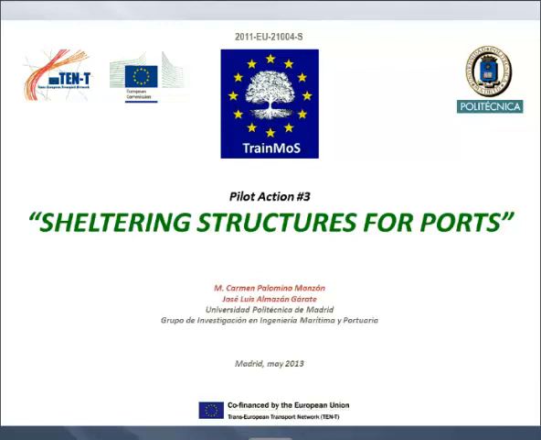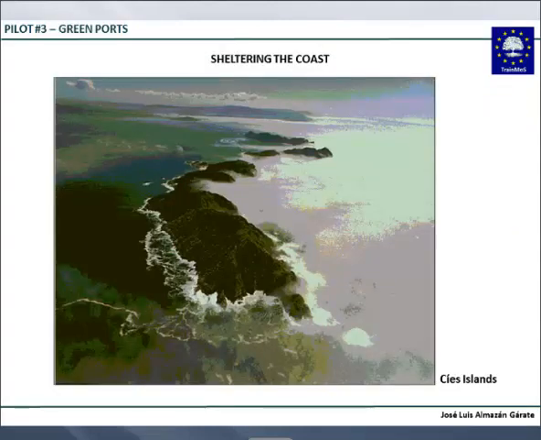We are going to pay short attention in this first lecture of today to these sheltering structures. Sheltering structures may be provided by nature. This is an example of the Spanish port of Vigo, in which nature, through the island seas, provides the necessary shelter to this very important Spanish port. The port of Vigo needs no sheltering works because nature has provided it.